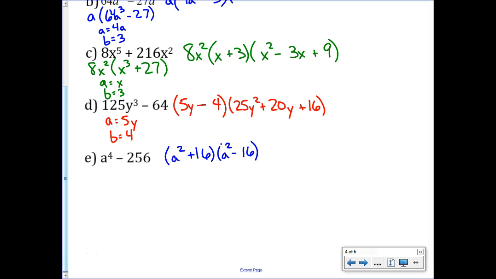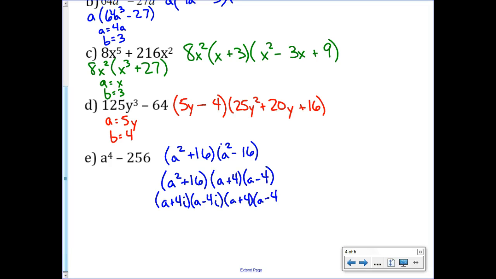So it did say to write it with all real coefficients. So that a squared plus 16, I could factor out, but we're not going to at this point. So we're going to leave it as a squared plus 16 since it said leave it as real coefficients. And then a squared minus 16 is another difference of squares. So I could do a plus 4 and a minus 4. If it had said we could factor it all the way, then this would be a plus 4i and a minus 4i, and then a plus 4 and a minus 4.